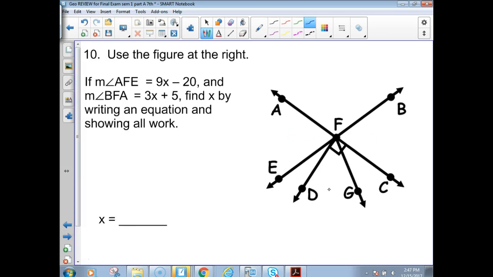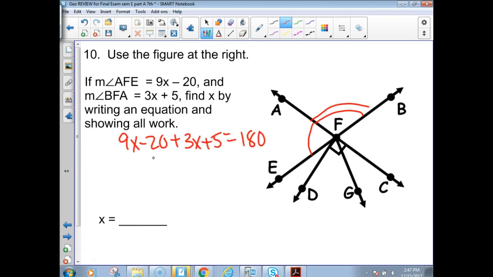Okay, number 10, you're using the diagram again. AFE, 9x minus 20, that's this angle, and BFA, that's this angle. They're not equal. I'm just marking them so you can see where I'm looking. Find x by writing equations showing all work. What would these two add up to? Yep. So 9x minus 20 plus 3x plus 5, they add up to 180. You combine your like terms, 12x minus 15 equals 180.